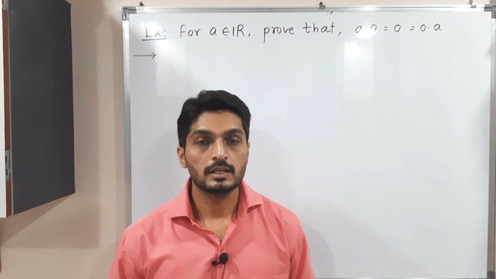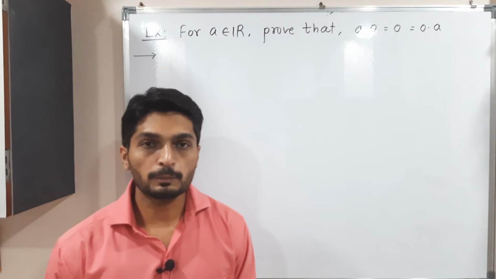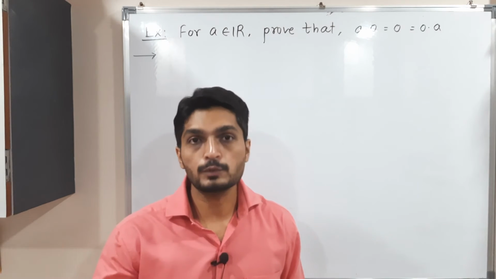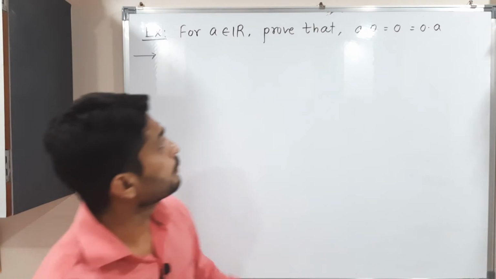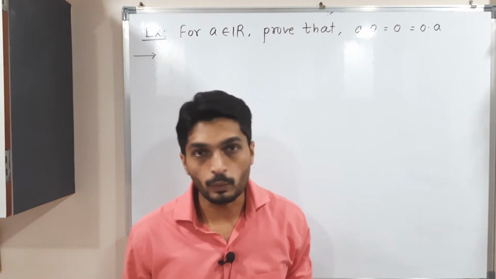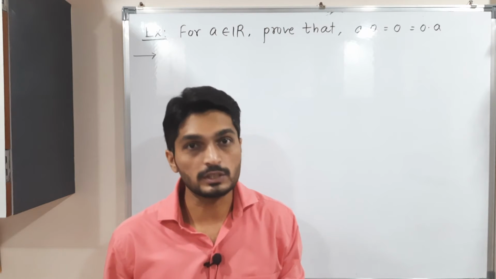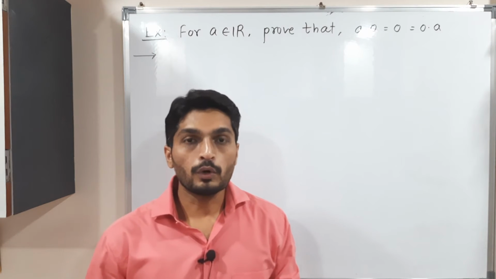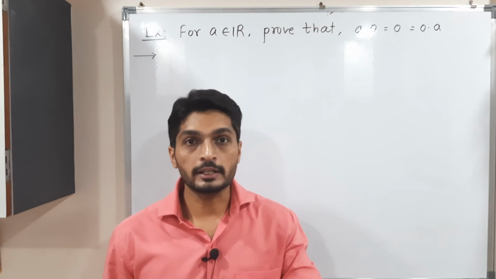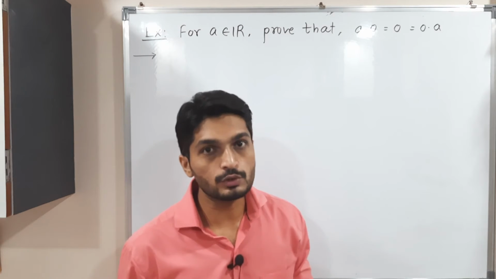Okay, let us prove this thing. What we have to prove, it's very obvious, we know, but we have to prove it using the laws which we have. For any real number a, a into 0 is 0 and 0 into a is also 0. This thing we have to prove. We know that 0 is the additive identity. So let us use this fact.